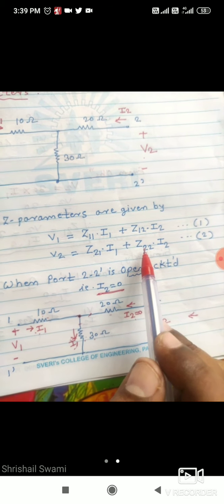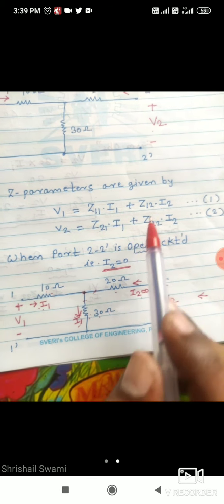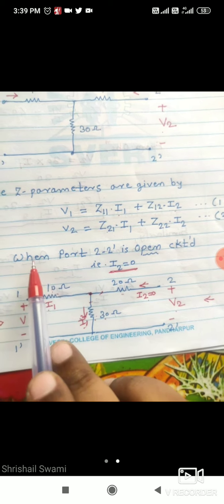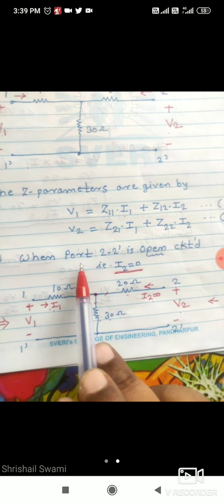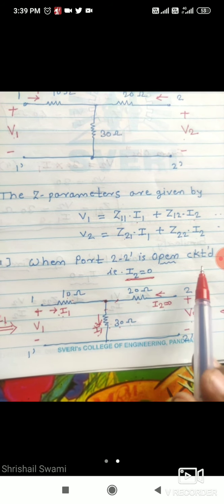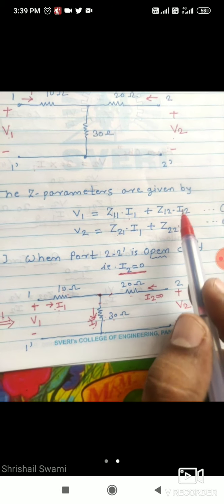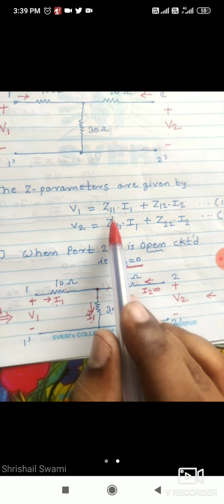These values we are going to find out. So first of all, I2 equal to 0, this is the condition. Second, I1 equal to 0. So use the condition and find out the parameters. Now first, when port 2 dash is open circuited, that is I2 equal to 0. Make I2 equal to 0, you will get these two parameters.